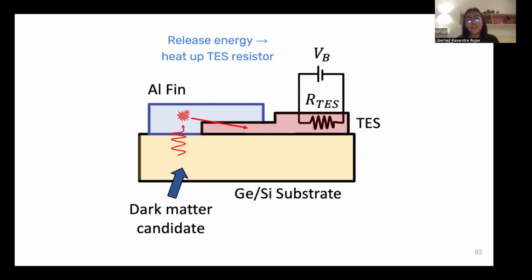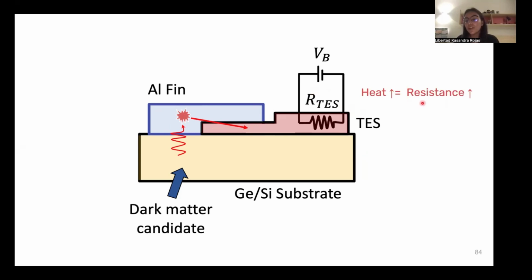When they break, they're going to release energy, okay? And this is going to heat up this piece here, which is known as the TES resistor. So our resistor is going to heat up, and as we learned before, if we heat up our resistor, the resistance is going to increase. So at the end of the day, what we're actually going to be able to see is that when we detect a photon, there's going to be an increase in heat, meaning an increase in resistance in our TES resistor.